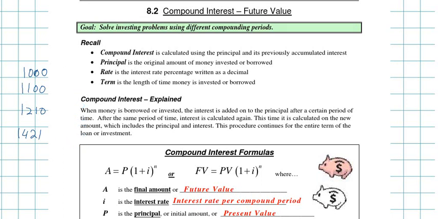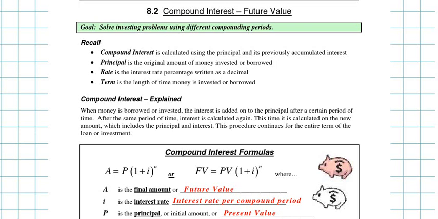So the terminology is very important. Compound interest is calculated using the principal and its previously accumulated interest, which I just talked about. Principal is how much money you put in the account, so that's your initial amount. The rate is the percentage that you're compounding at, so 3%, 10%, 5%, 6%, whatever. And the term is how long you're going to borrow or invest that money.